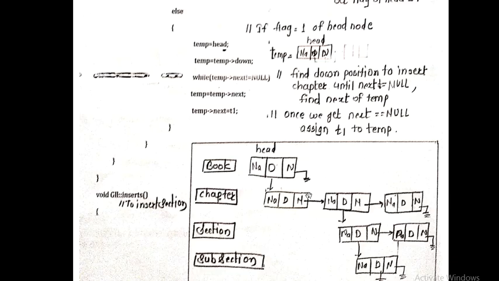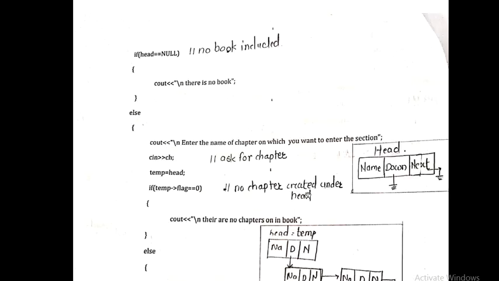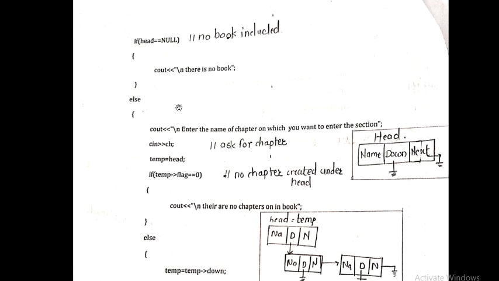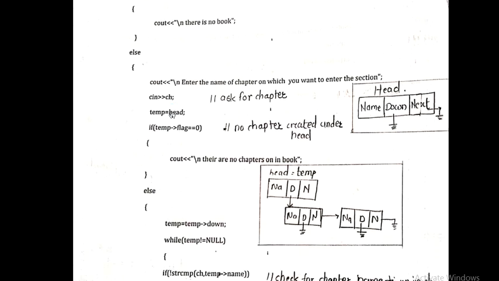So again, while we need to create the section, we have to check whether any book is available. If a book is available, then only we can insert the section, right? So we'll check if my head node is equal to null, meaning no book is created, so we cannot include the sections over there. So we have to mention that no book is available. Else, meaning if the book is already inserted and the head node is not null, then we have to move toward the else part.